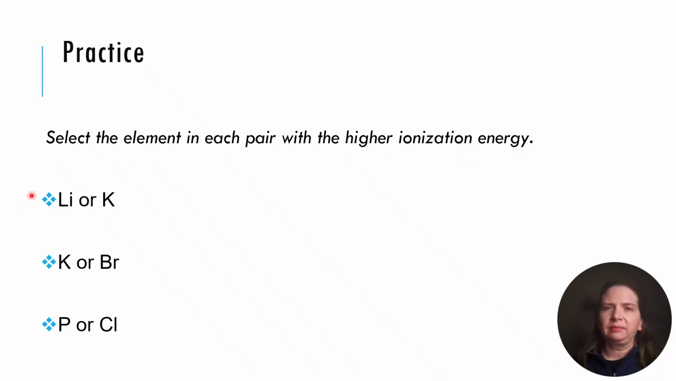Here's a practice question. For each pair, select the element with the higher ionization energy. Lithium or potassium. Lithium has the higher ionization energy because it is higher in the same group. Potassium or bromine. Bromine has the higher ionization energy because it is smaller and further to the right on the periodic table. Phosphorus or chlorine. Chlorine has the higher ionization energy because it is smaller and further to the right in the same period.